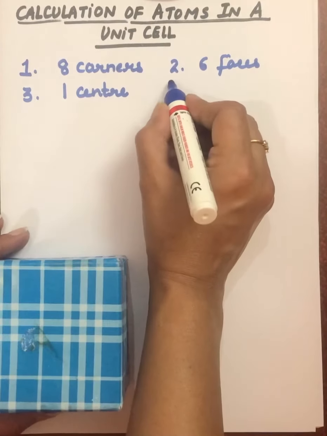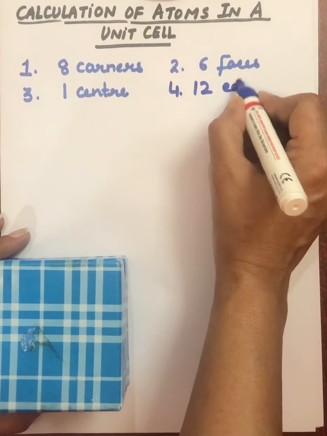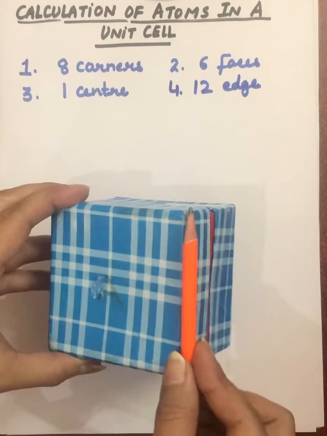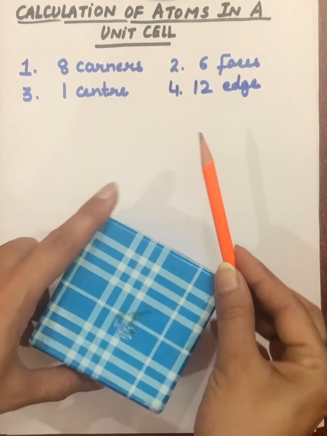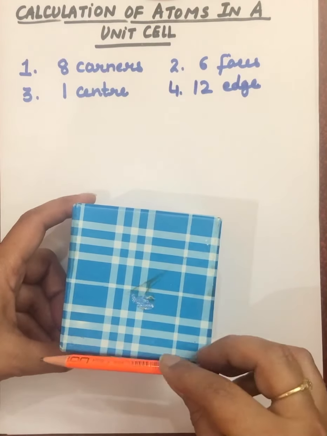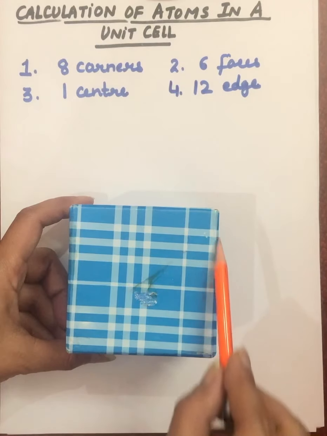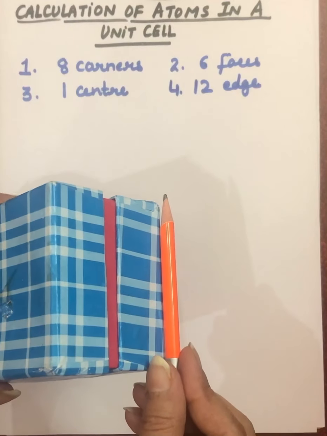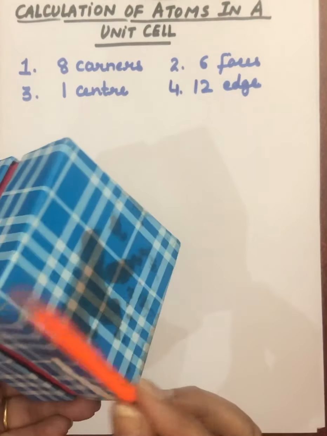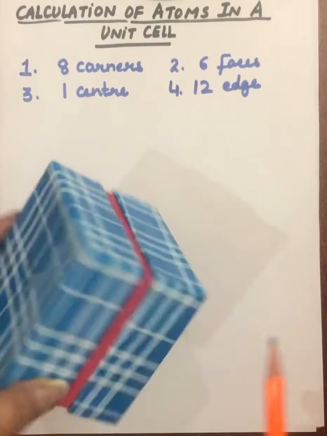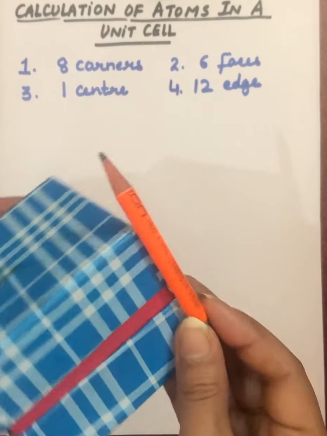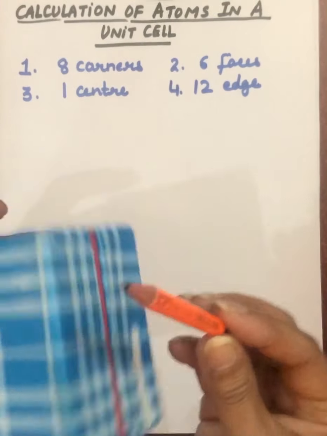Along with this, we should also know there are 12 edges in a unit cell. How many edges are there in a unit cell? There are 12 edges. The edge is this thing. This is one edge. Similarly, this one is another edge, this one and this one. So on top we can see 4 edges. Similarly at the bottom we have the 5th, 6th, 7th and 8th. 4 on the top, 4 at the bottom, 8. Then the next one, 9th, the 10th, 11th and this is the 12th.